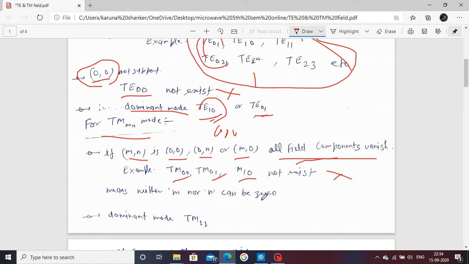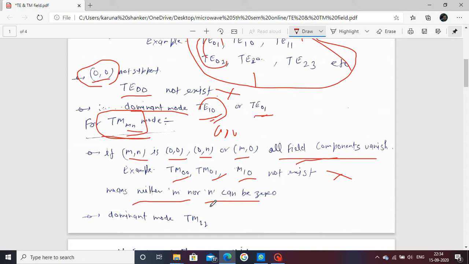How does this component vanish? There is an equation form, and we put the values of m and n. In this lecture you have seen the equation; just focus on which integer values give a present field pattern or an absent field pattern. It means that for TEmn mode, neither m nor n can be 0.